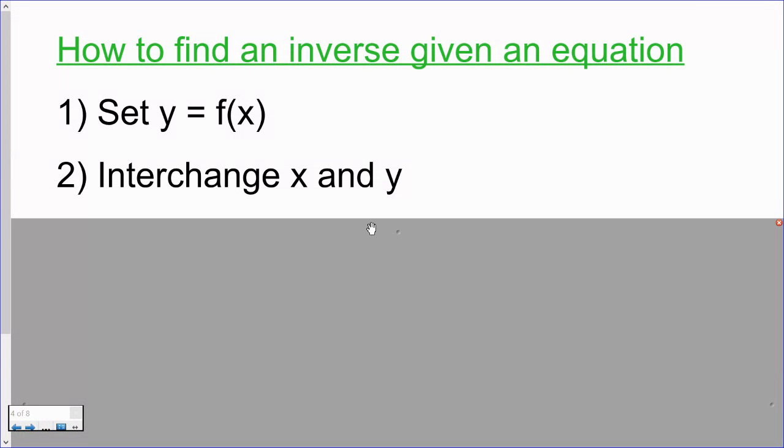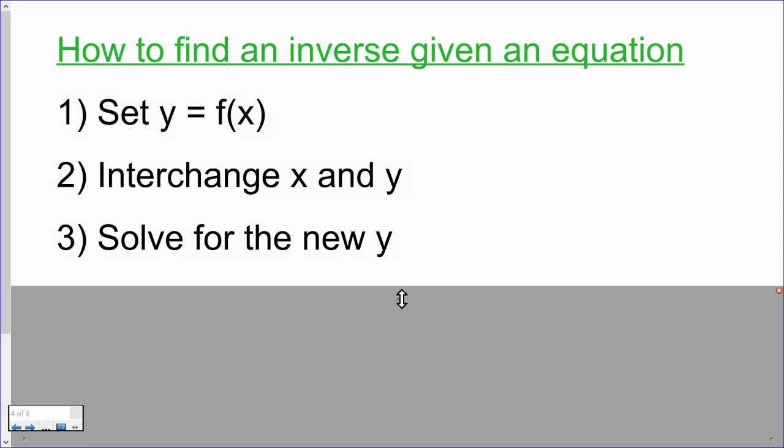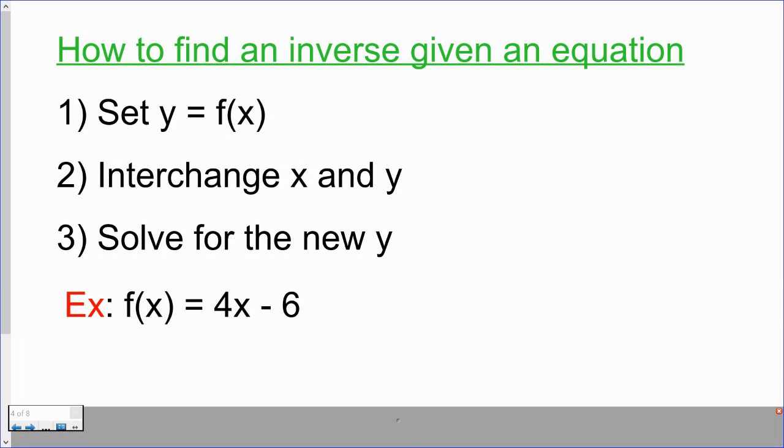Next, you're going to interchange x and y, which just means you're going to switch places. Wherever you see an x, you'll replace it with a y. Wherever you see a y, you'll replace it with an x. Whatever numbers you have, coefficients, exponents, those are going to stay identical. So you're only switching the x and the y. And then your third step is you're going to solve for the new y, using the steps necessary to do that.